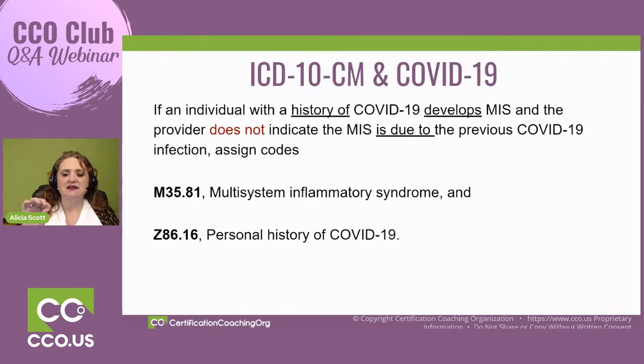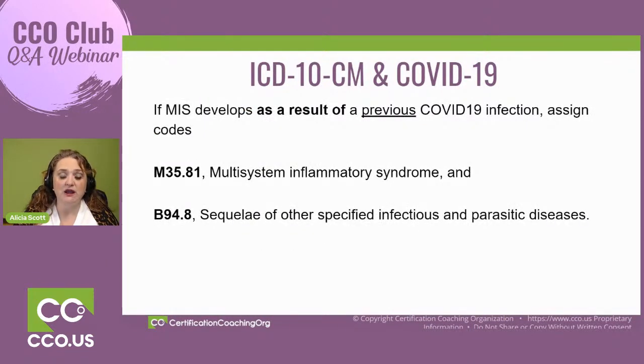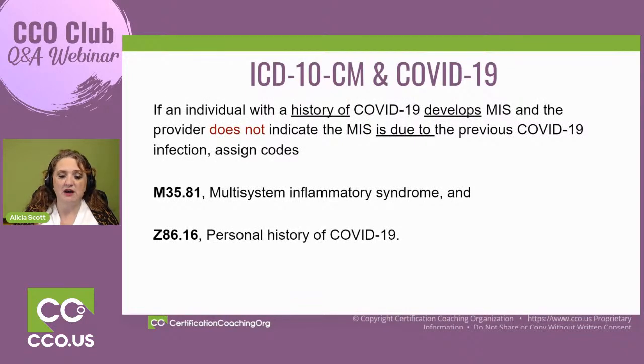If it does not indicate the MIS is due to the previous COVID infection, then it's the M35.81, and then you've got the history of COVID, the Z86.16, but they didn't link it, right? Whereas previously, this is linked. It is a sequela for COVID, right? But this is stating M35.81, they've got MIS. Oh, by the way, they had COVID, but we're not saying that it's a sequela. The MIS is not a late effect of the COVID, just by the way they had COVID. Again, important to understand the difference there.